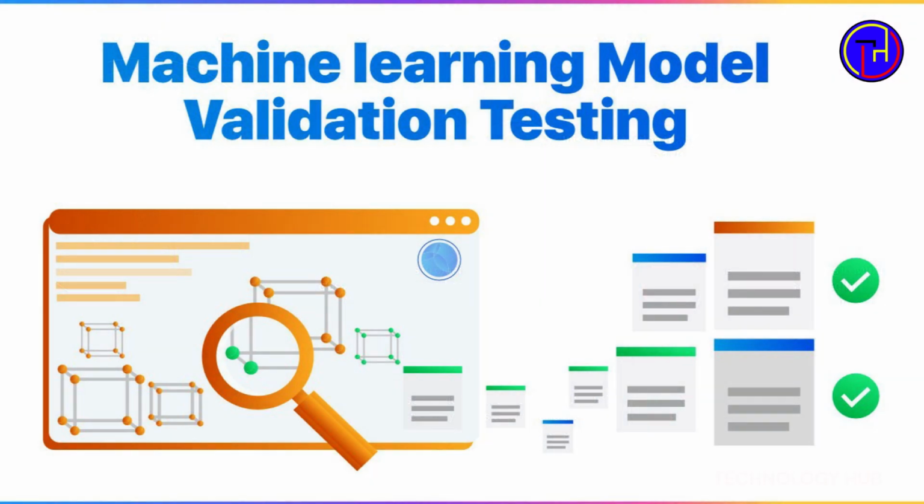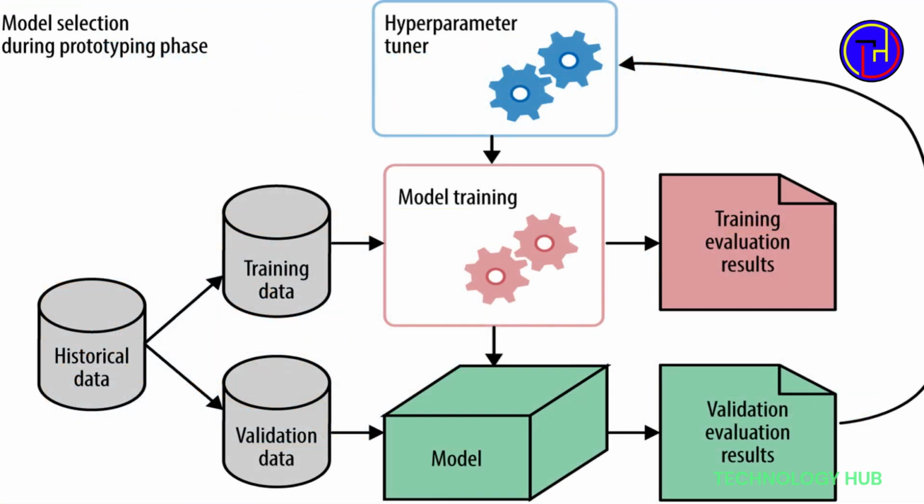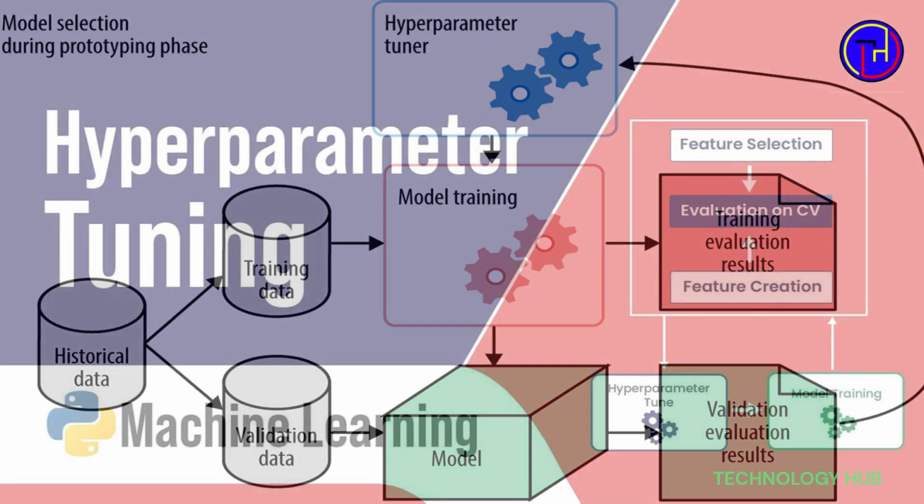Evaluation and validation. After training, the model needs to be evaluated on new, unseen data to ensure it generalizes well to different scenarios. Common metrics for evaluation include accuracy, precision, recall, F1 score, and others, depending on the nature of the problem, classification, regression, etc.